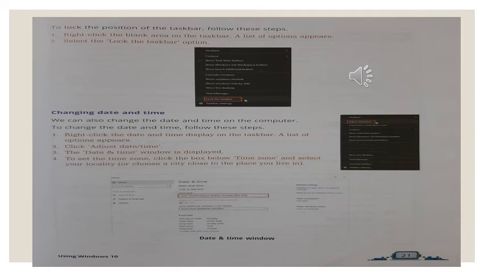Next one is changing date and time. So how can we change date and time? We can also change the date and time on the computer. To change the date and time, we need to follow these steps. The first one is right-click the date and time display on the taskbar. A list of options appears. Second is click adjust date and time. Next, the date and time window is displayed. To set the time zone, click the box below time zone and select your locality or choose a city close to the place you live in. And in this manner, we can change our date and time on the computer.